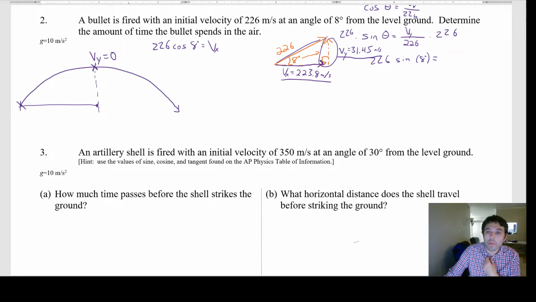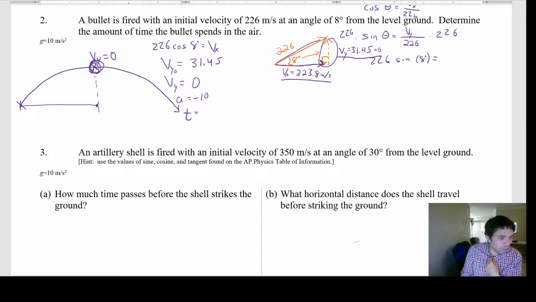All right. Where was I? Okay, so we want to find the time halfway. We double that, and we get the full time. So how long did it take to get to here? Well, we know the final velocity at this spot here is 0. We know the initial vertical velocity. So let's write this down. Vy initial is 31.45. The final velocity vertically at this spot is 0. We know acceleration is -10. And we are going to try to find the time t.